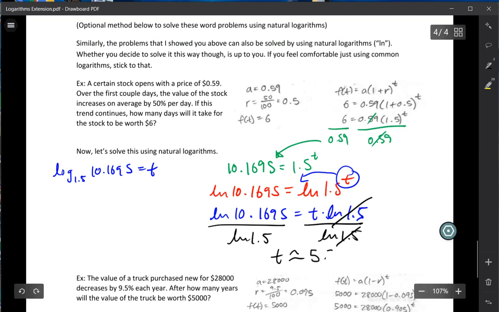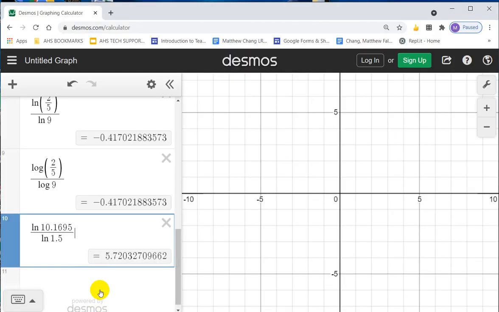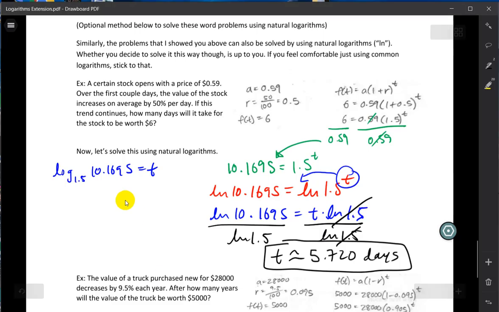5.720 days, if we were to round to the nearest thousandth. Okay. Now again, what you could do instead, as you can see here, is if you prefer the common logarithm method, that's fine.